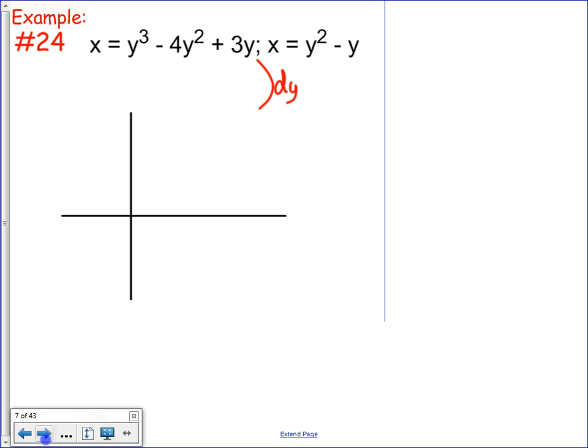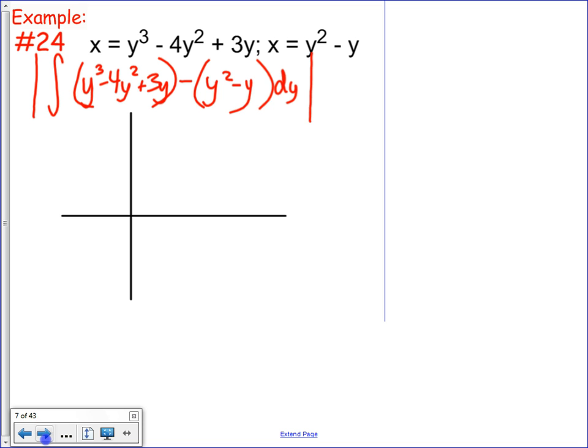What's the hard part on this one? Didn't we figure out it was already in terms of y? No big deal. Take one, subtract the other one. I don't care which one. Except, what don't we know? Oh, that's right, the bounds. How do we find the bounds? Set them equal to each other. Intersection.